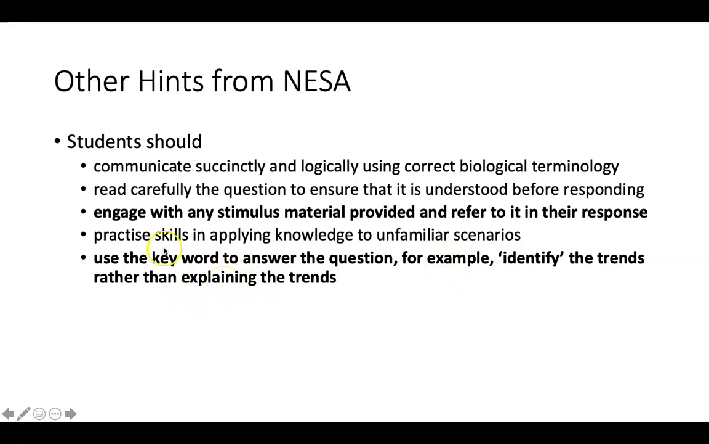It's still really common that we might see a question that says identify the trends of whatever it might be, a predator-prey relationship, and rather than just identifying that the predator goes up and then the prey comes down, students try to explain that trend rather than purely identifying that it goes up and then it goes down. So they're either not addressing the question, so they're losing easy marks, or they're over-answering the question and losing potential marks.